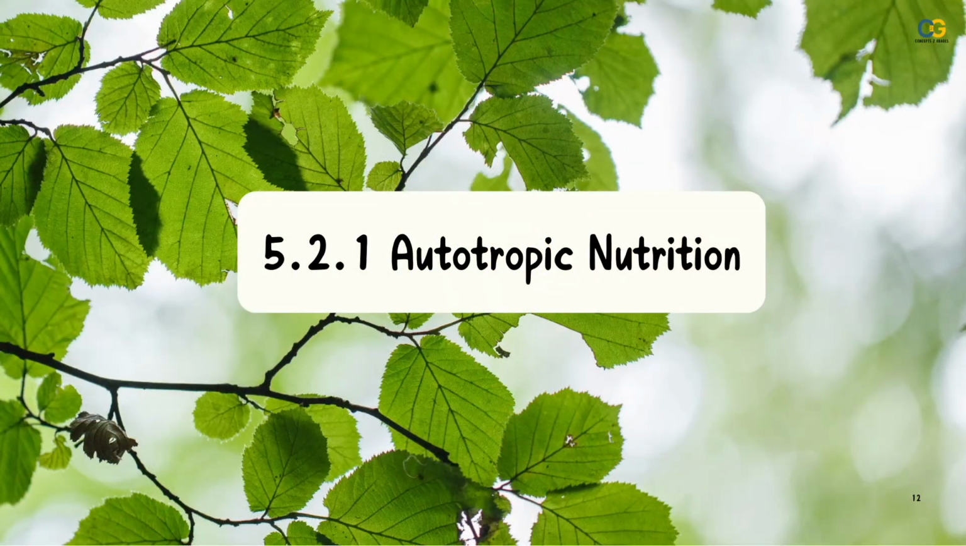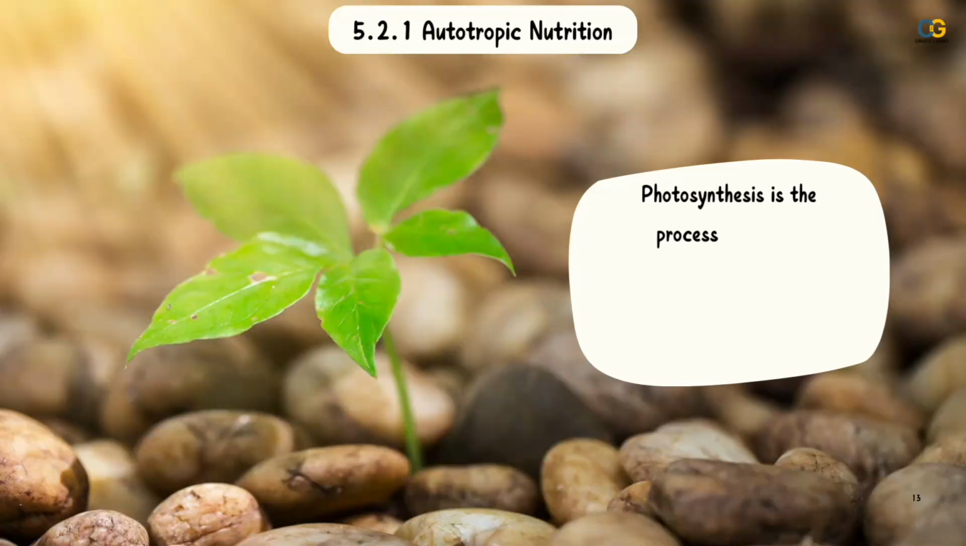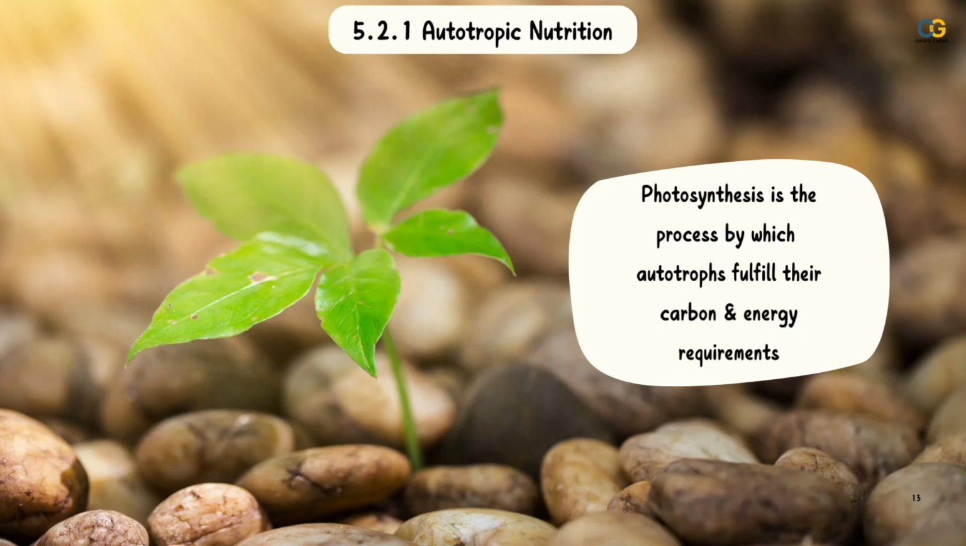Let us understand autotrophic nutrition a little closer. Photosynthesis is the process by which autotrophs fulfill their carbon and energy requirements. So, to perform autotrophic nutrition, plants perform a process called photosynthesis. Now, let us understand what happens in photosynthesis. Well, the word photo means light and synthesis means making. So, we are using light to make something here.